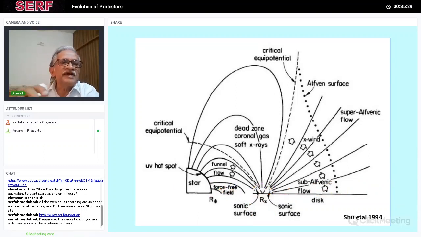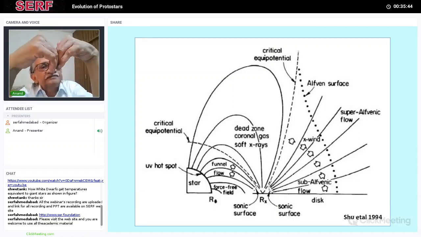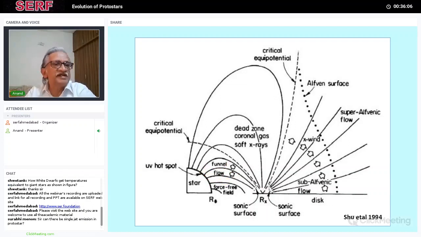Now, what happens is the magnetic field lines get pinched. They become like that at this point. At this point, they become like that. Okay, and the material from the disk here flows in what is known as funnel flow onto the star. So wherever the flow touches the surface of the star, energy is generated there because of the shock, and they are called ultraviolet hotspots. Here ultraviolet radiation is generated.